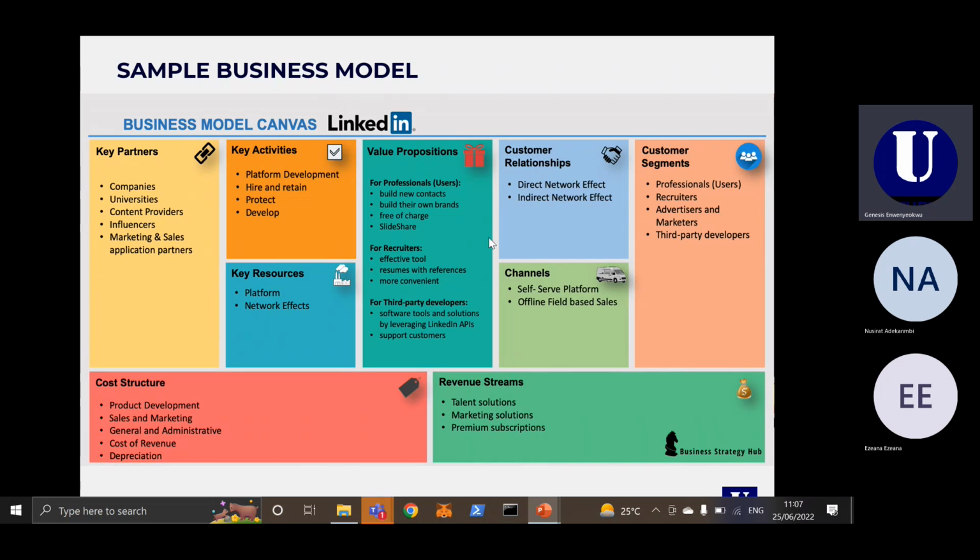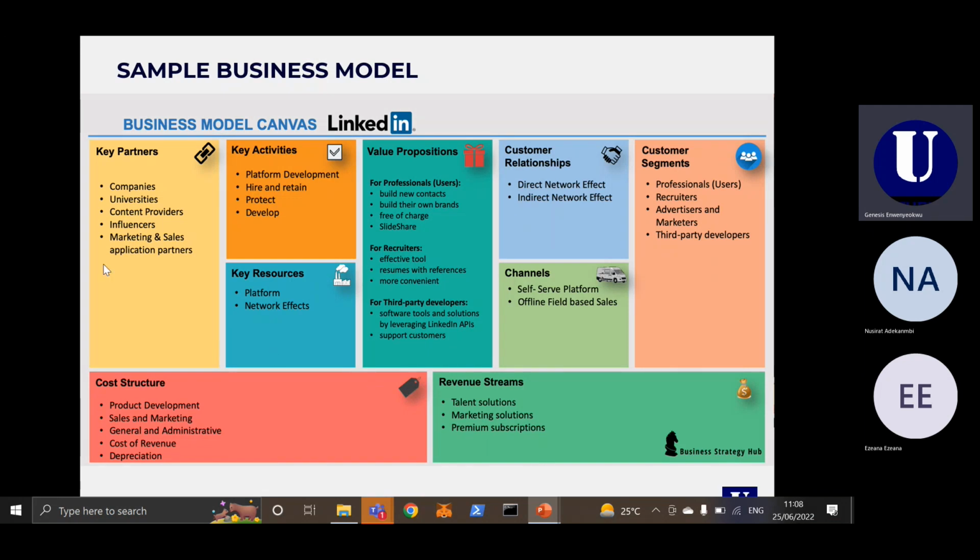For customer relationship, LinkedIn leverages direct network effects and indirect network effects. For channels, people make use of LinkedIn through the LinkedIn self-service platform and offline field-based sales. For revenue streams, LinkedIn has their talent solution, their marketing solutions, and their premium subscriptions. For the talent solution, they charge a fee. Marketing solutions, which marketers use to advertise their products and services, they charge for that. And then premium subscriptions, customers like you and I pay for that.